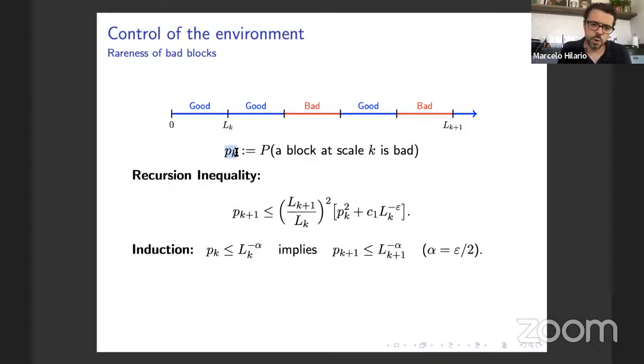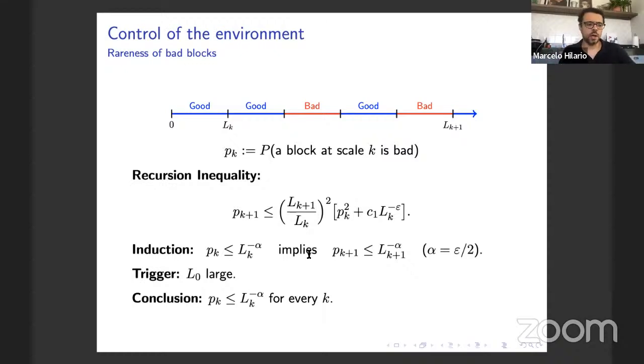But in order to have this pk small in all scales, what you need is the first scale satisfying this bound here. So you take L0 large enough, so already in the first scale you have this bound. Then by this inequality, you have it for all the next scales. Okay, so this gives the control of the environment, meaning that for every k, the probability of having a bad block at scale k decays fast. And why I call it fast is because this lk grows very fast. Then even if this alpha is something tiny, this is decaying fast enough.